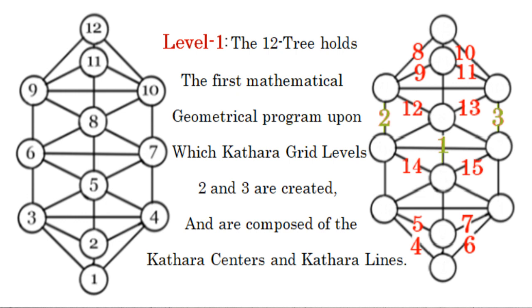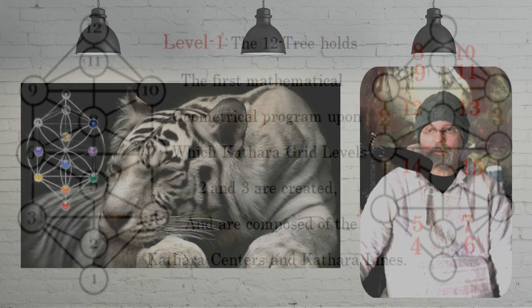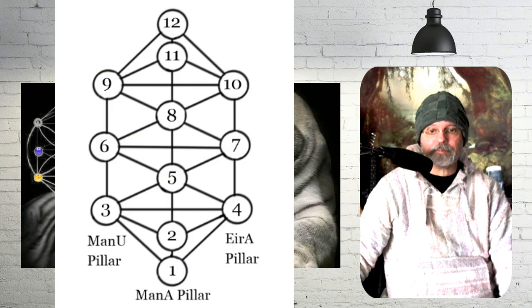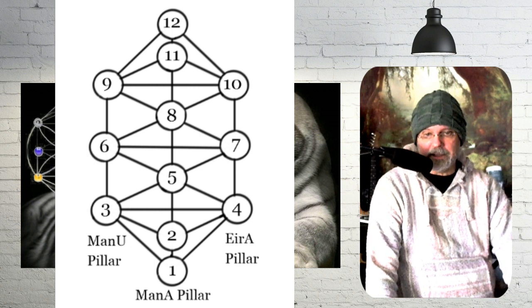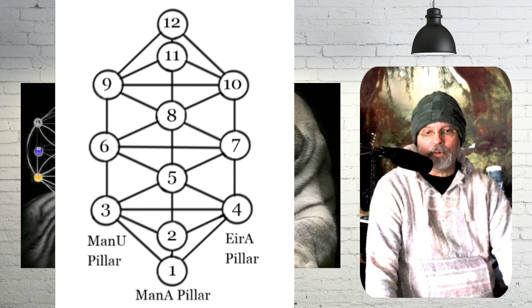I would like for you to notice that lines 1, 2, and 3, which you can see as being gold, are the vertical lines. And let's take a look at what those vertical lines are. Vertical line 1 is the Mane pillar. That's what it's called. And vertical line 2 is the Manu pillar. And vertical line 3 is the Ire pillar.